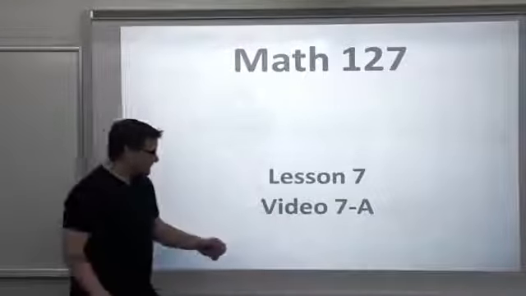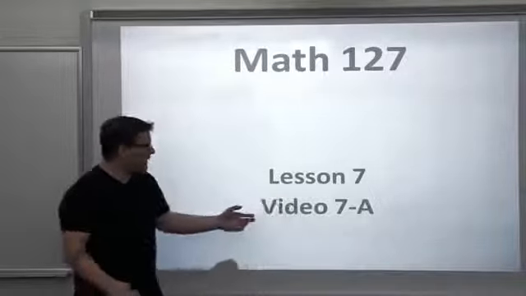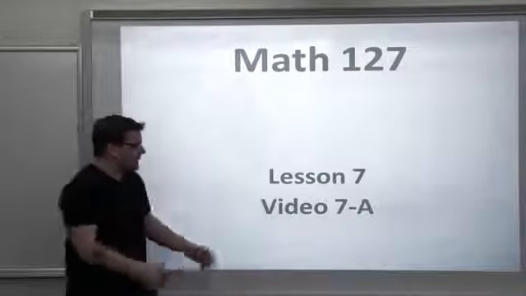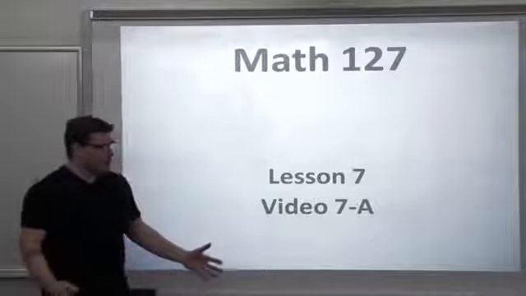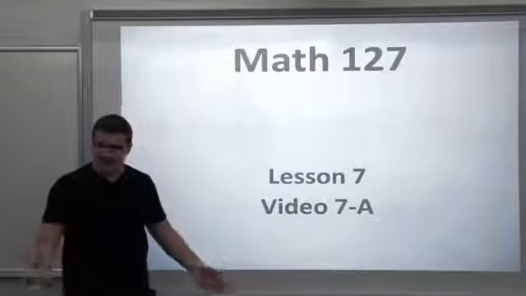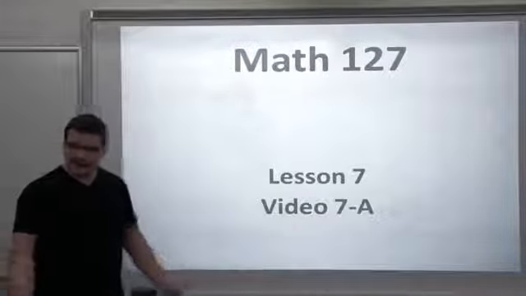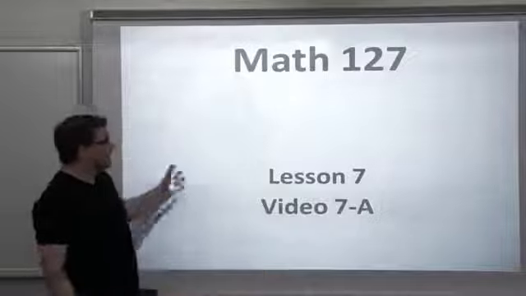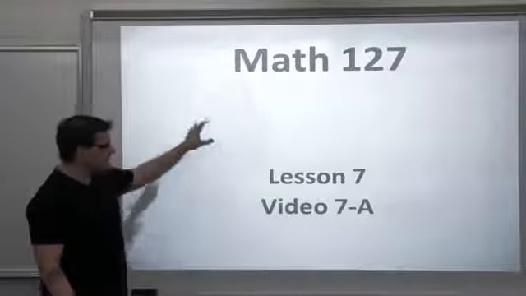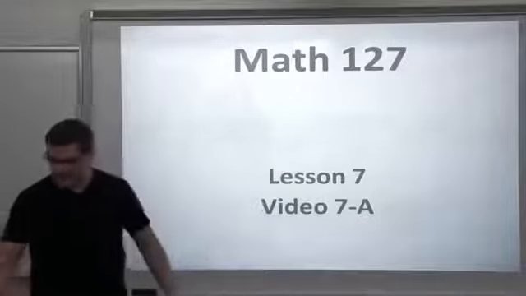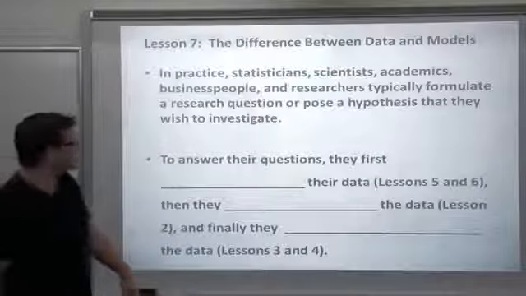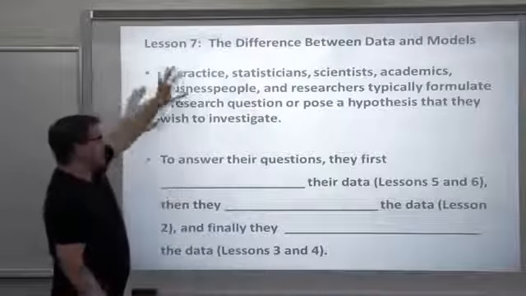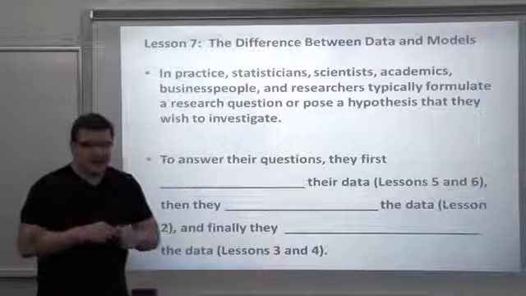We're now in lesson 7. We're in the second unit. This is a transition unit. What we're working towards is modeling data, doing inference, confidence intervals, hypothesis tests. So we're just going to glaze the surface here with 2 examples in this lesson 7. All right, so lesson 7, it's the difference between data and models.